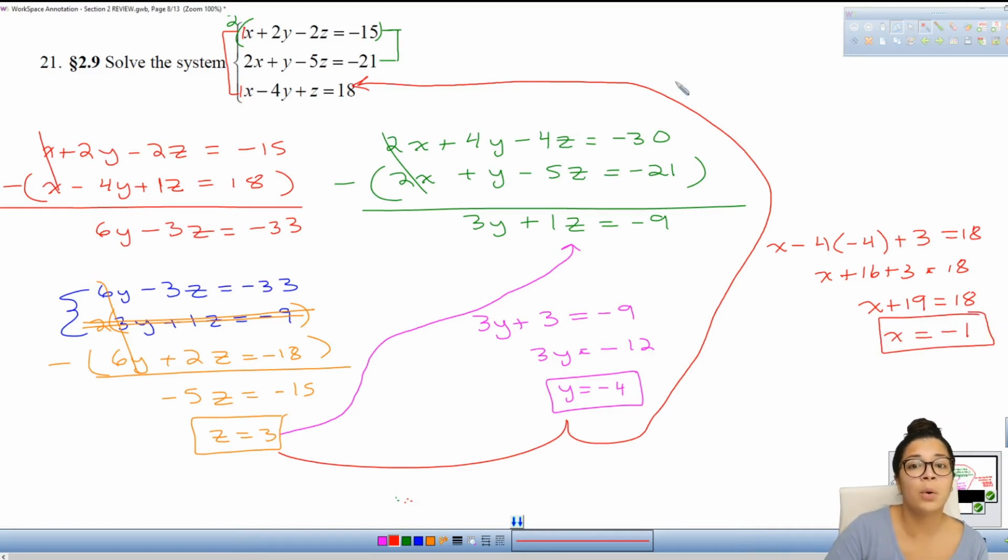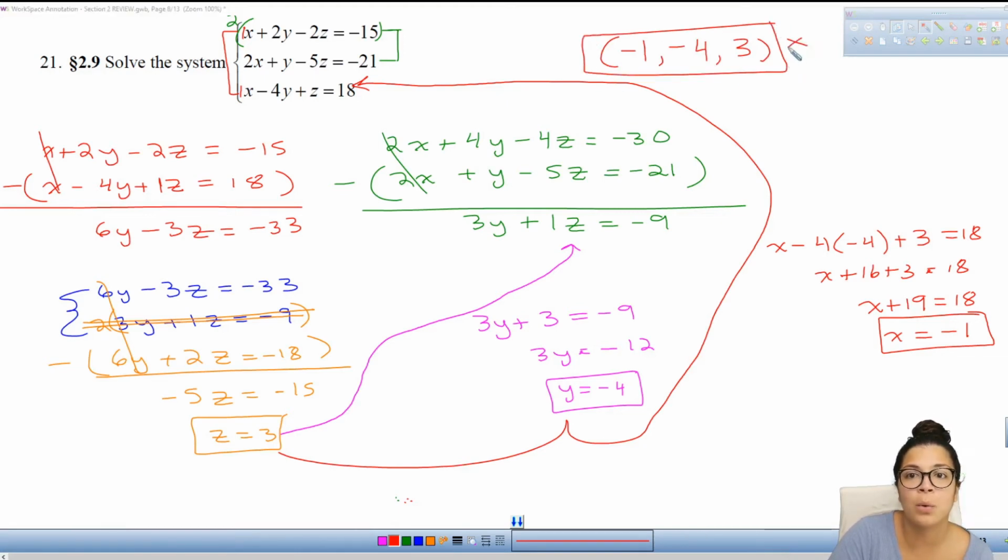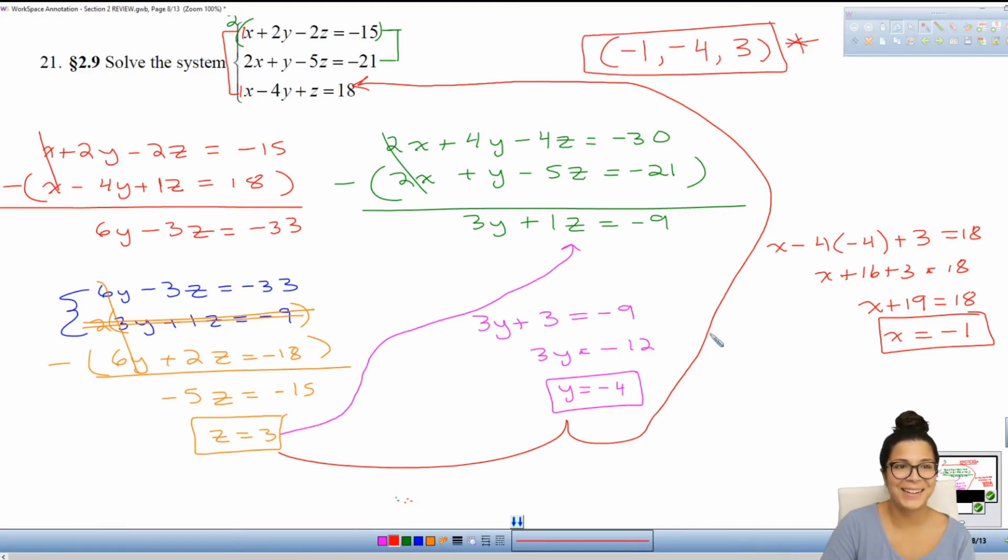So you could leave it like that, or you could write it as a coordinate. As a coordinate, remember always to write it in alphabetical order. So you would write x first, then y, and then z. So this would be the solution as an ordered triple. All right, let's move on to number 22.